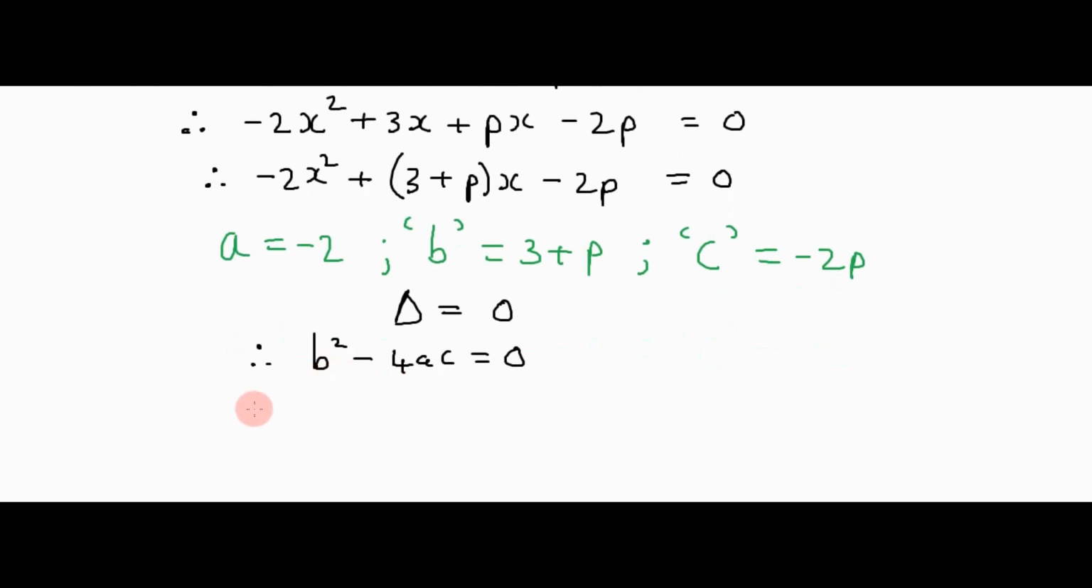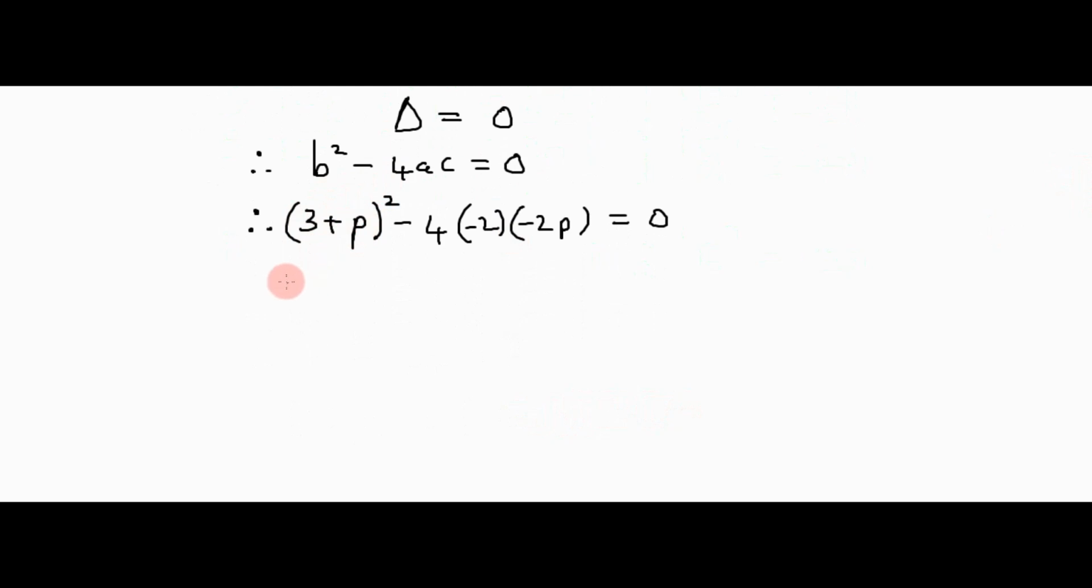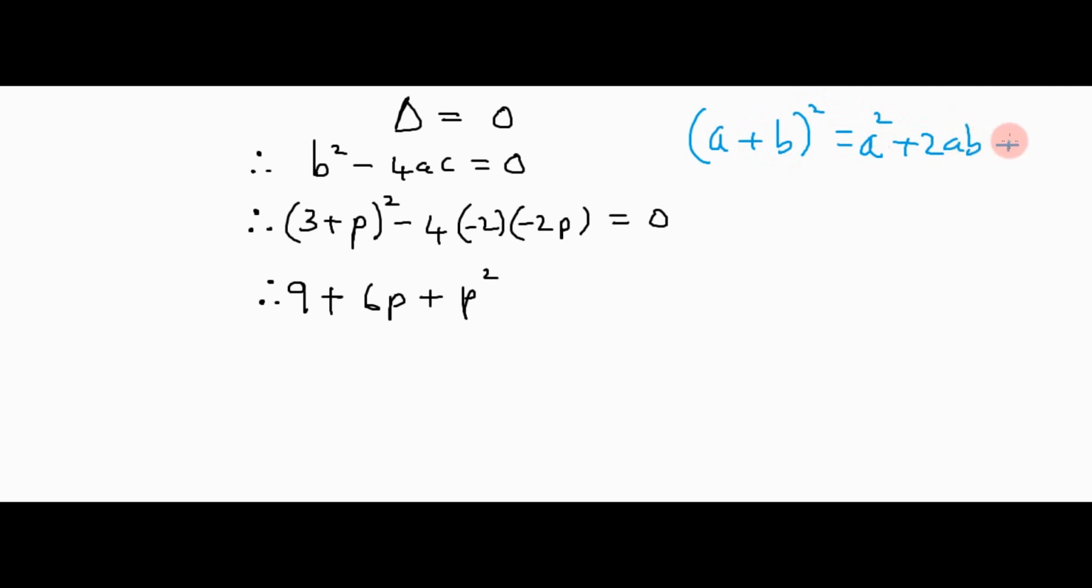So we can fill in the values of a, b, and c now. So b is 3 plus p. So we have 3 plus p all squared minus 4 times a times c. We're going to square out the brackets here. So the first term squared, this sign, then the first term times the second term times 2. So we're going to get 6p, and the second term squared is p squared. So I'm basically using this expansion, a plus b squared is a squared plus 2ab plus b squared.